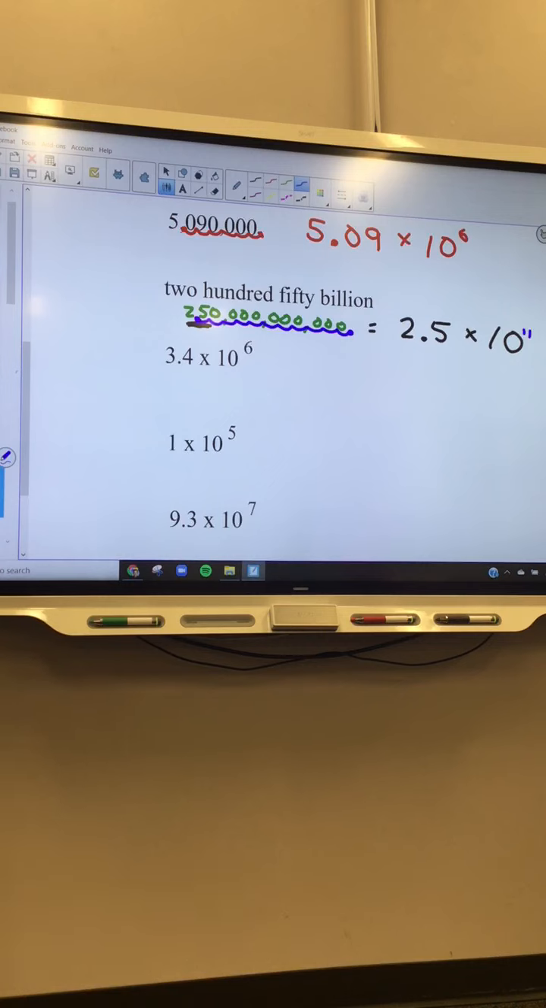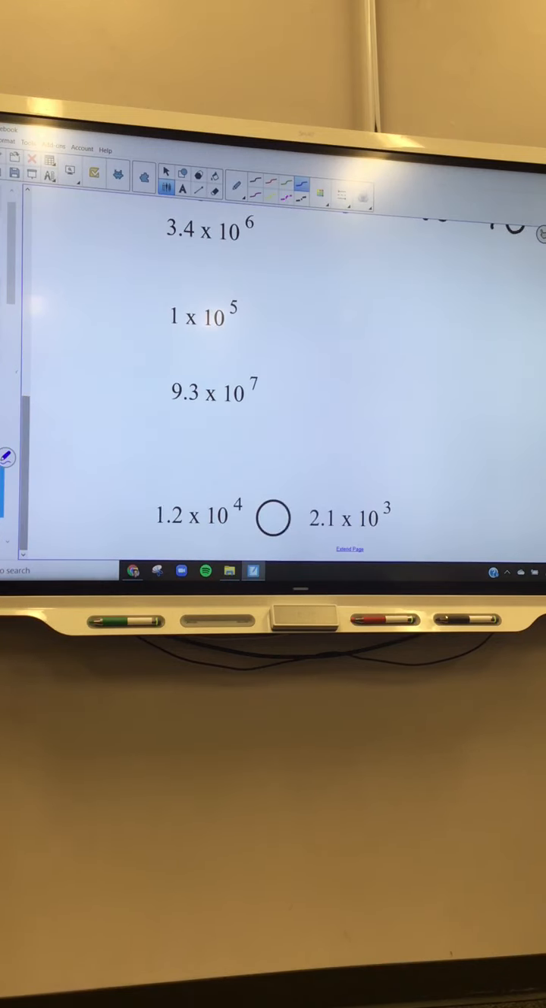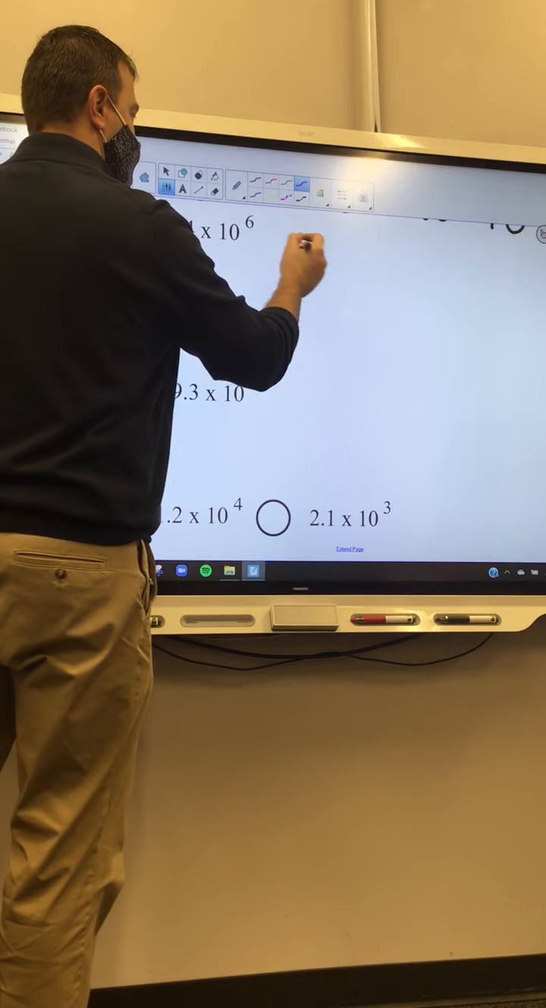Good? You had 10 too? So maybe we just miscounted a little bit? Or did you write this incorrectly in the first place? Okay. All right, take a seat. Now we're going to do the opposite. We're going to start with the scientific notation, and we're going to write it out as the longer standard form of a number.